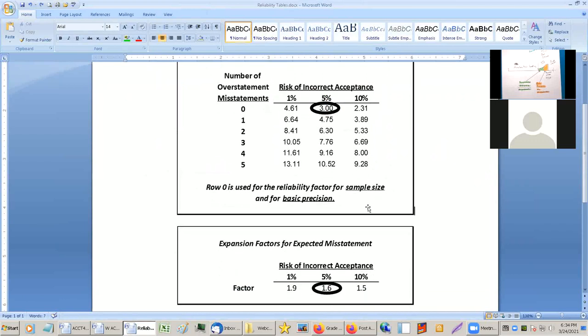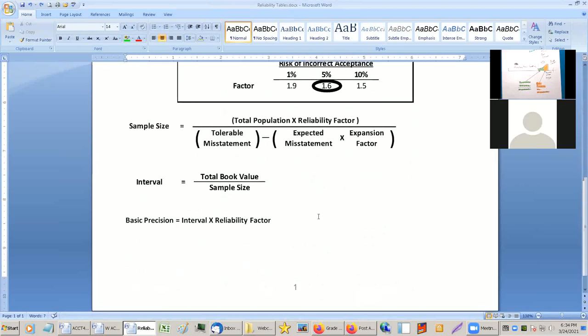Sorry, guys. So it says row zero is used for the reliability factor, for sample size, and for basic precision. Well, that's what we're doing now, is basic precision. So we come down here and we'll see that basic precision is, I'm going to copy that. So basic precision is the interval times reliability factor.